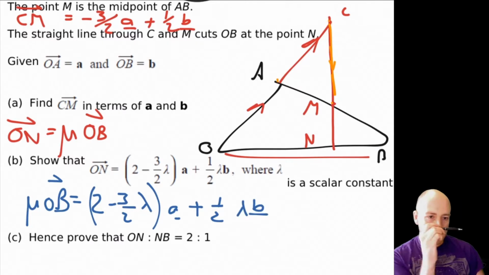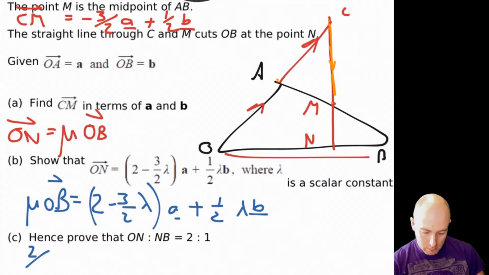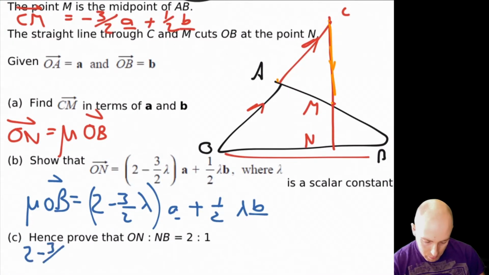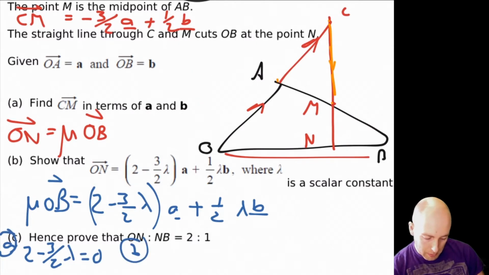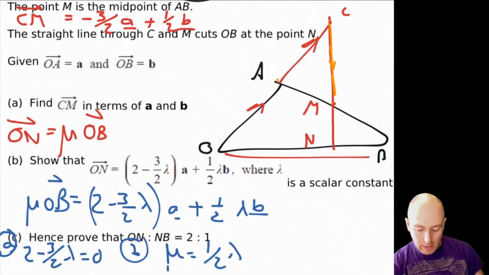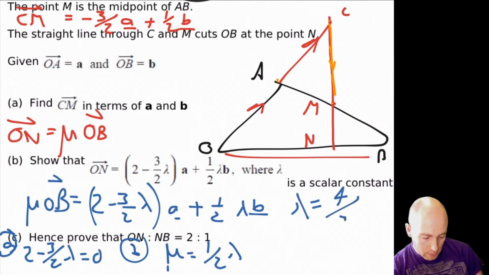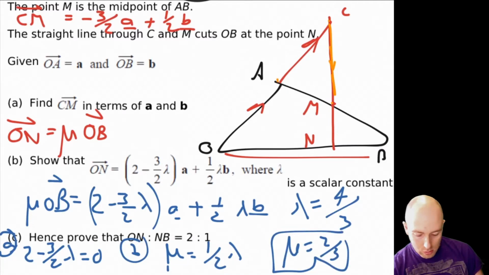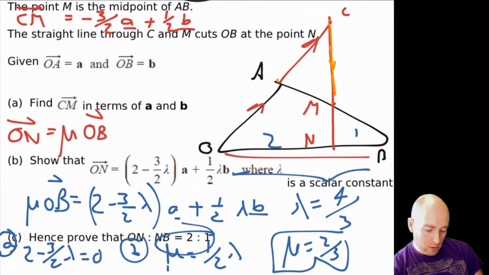The reason why is that it's completely horizontal, you don't go up at all. So if we set our A term equal to 0, 2 minus 3 over 2 lambda equals 0. That's looking at the A parts. We can look at the B parts as well, and we get mu is half lambda. If we work it out, lambda turns out as being 4/3. If we halve that, we get mu is 2/3. 2/3 shows this is in the ratio 2 to 1, because it's 2 out of our length of 3.